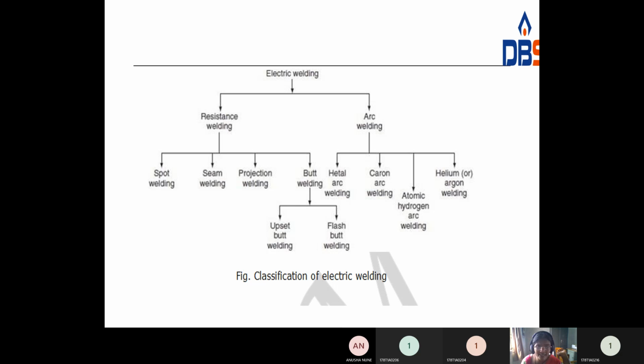Here the welding is mainly classified into two types: resistance welding and arc welding. The resistance welding is again classified into four types: spot welding, seam welding, projection welding, butt welding. The butt welding is again classified into three types: upset welding, flash butt welding, percussion welding. Arc welding is four types: metal arc welding, carbon arc welding, atomic hydrogen arc welding, helium or argon welding.